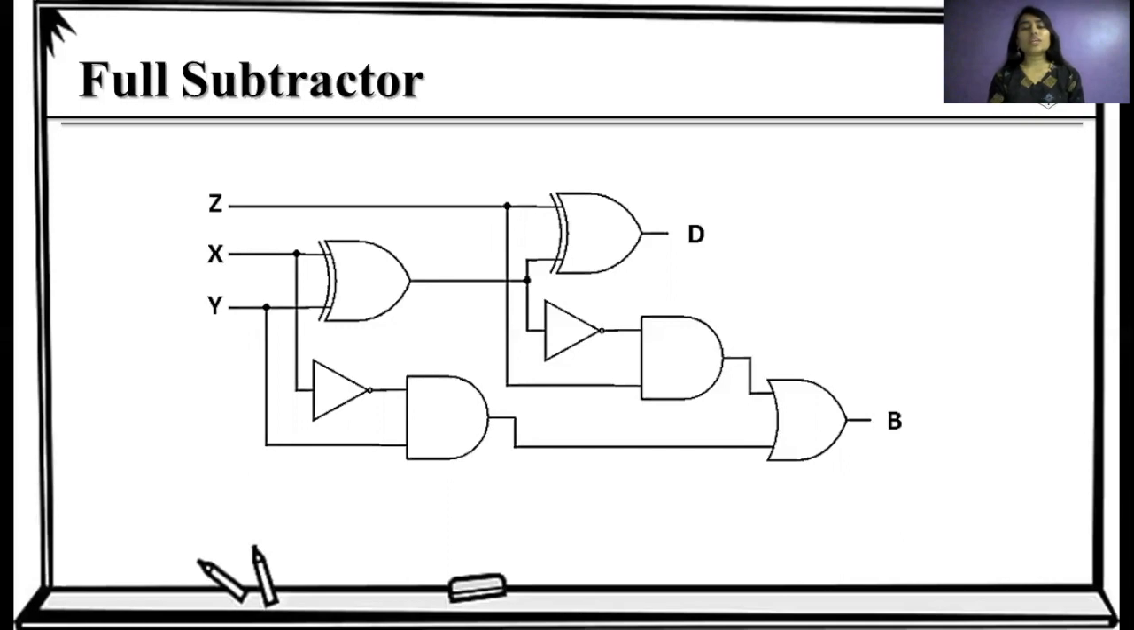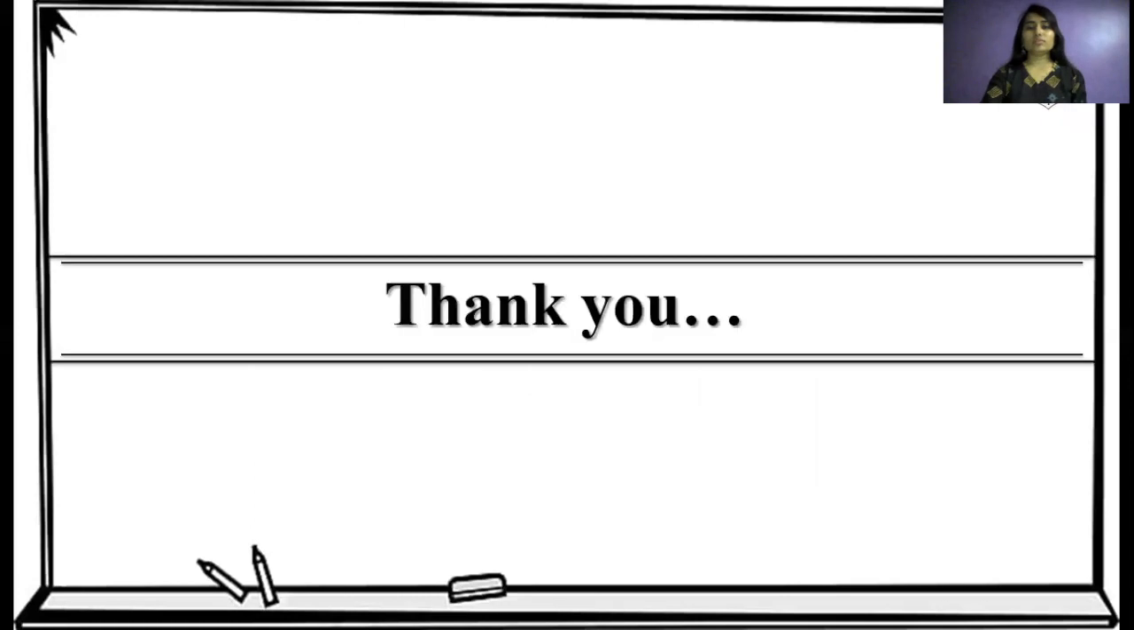This is similar to the full adder circuit using two half adders. Here we have a full subtractor circuit with two half subtractors. So this is how we can represent this full subtractor.